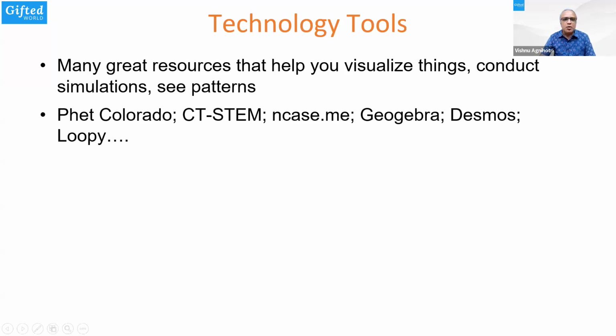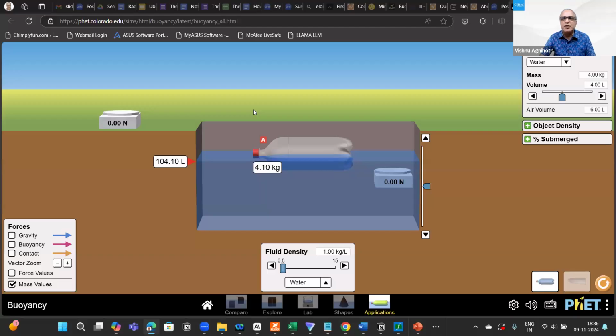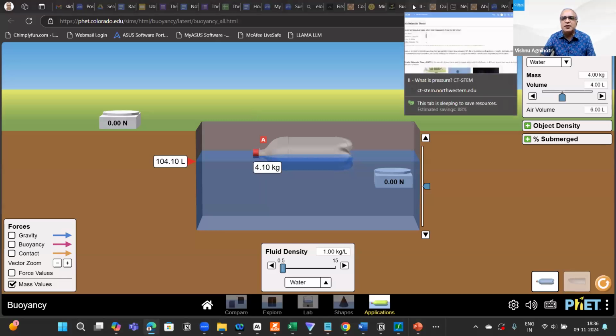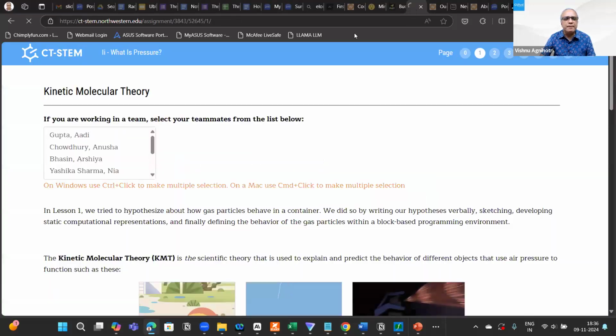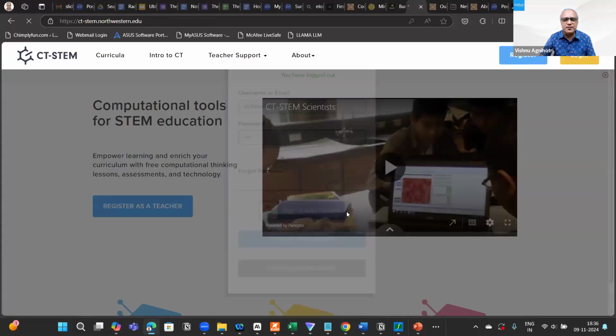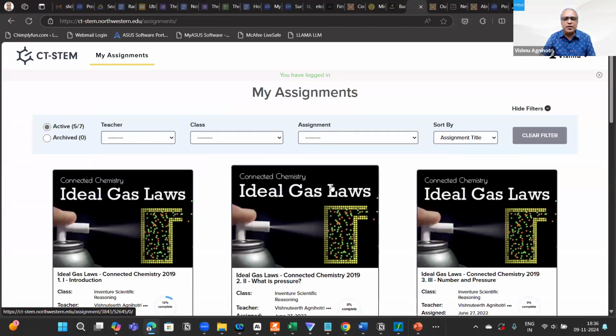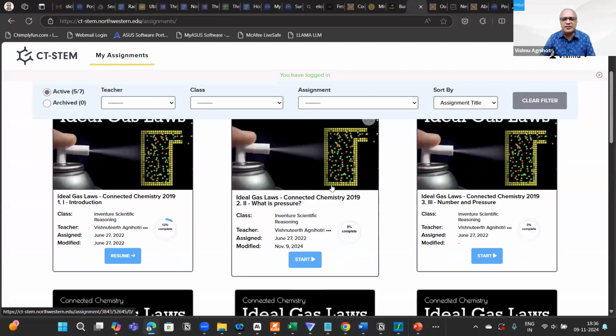I'm going to share one of the CT-STEM things which I have here with me. CT-STEM is a great website. It's a Northwestern University thing. We had conducted a course some years ago. Okay, why is it not showing me this? I think it's logged me out because it has some security kind of stuff. Okay. So I can log in as a student or a teacher. So, for example, ideal gas law. Very well constructed things.